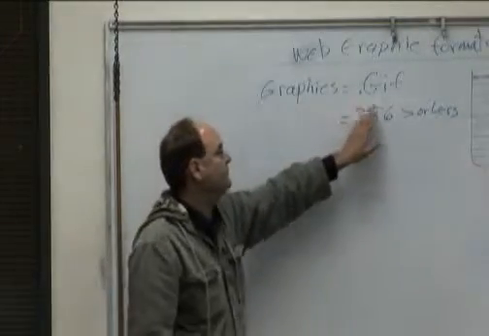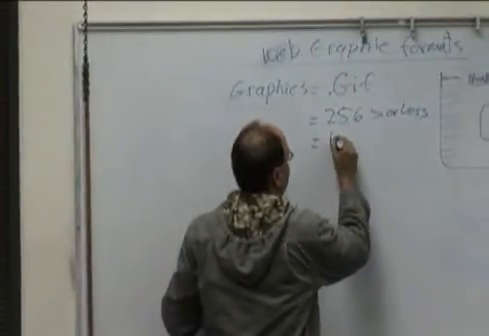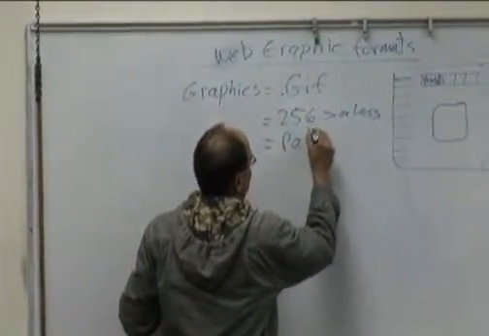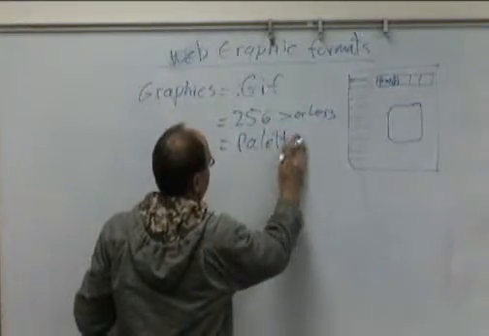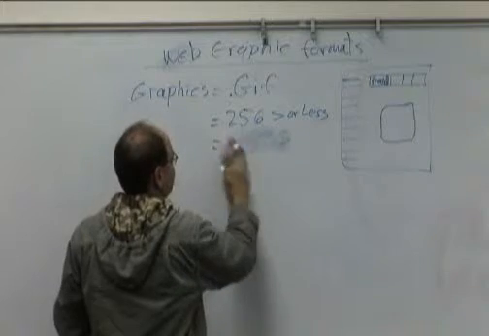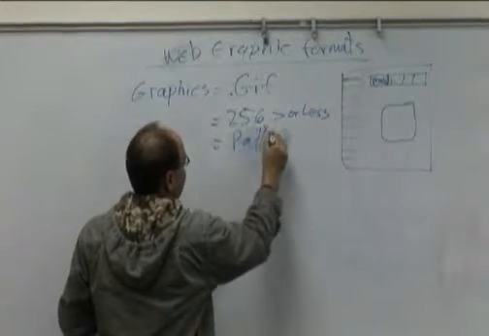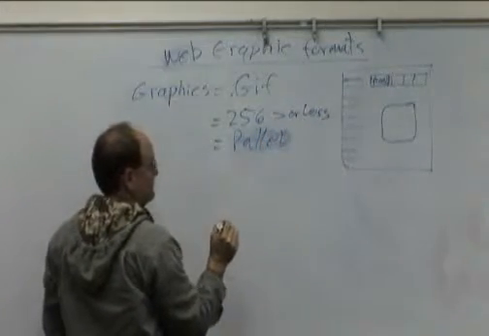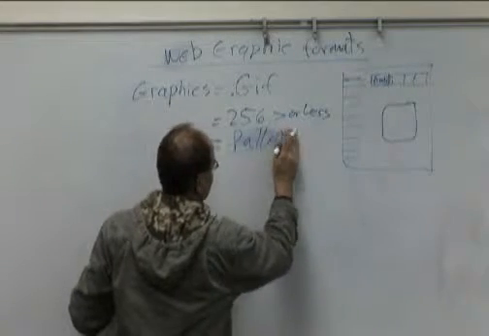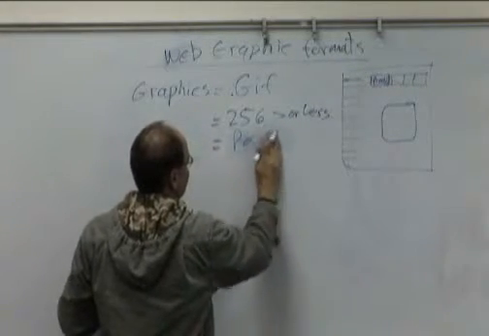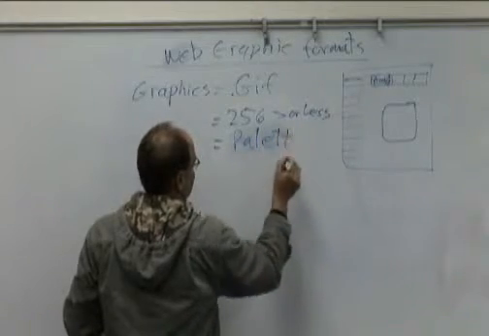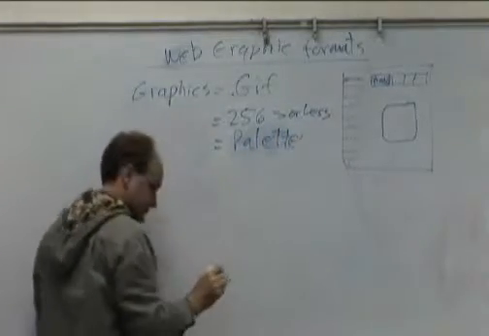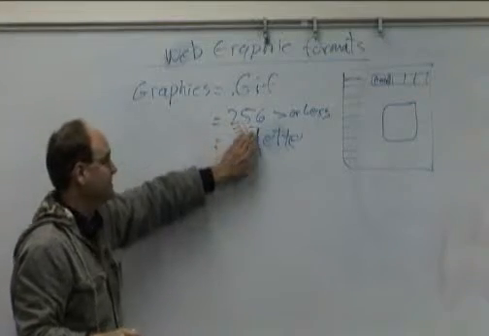Okay, a GIF format uses a palette. If we can spell palette right. Is that palette? No, that's not right. P-A-L-L-E-T. Palette? Two T's? Two T's and an E. One L. P-A-L-E-T-T-E. Okay, palette.